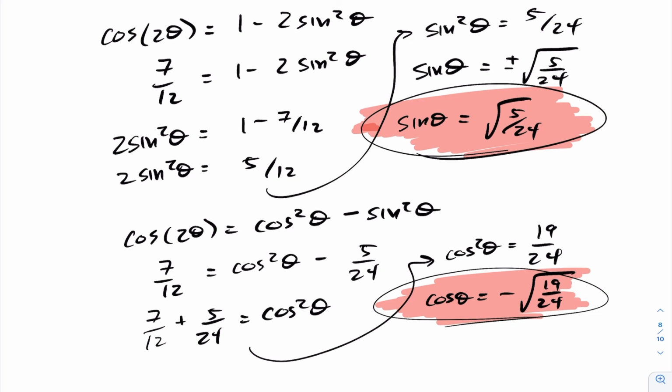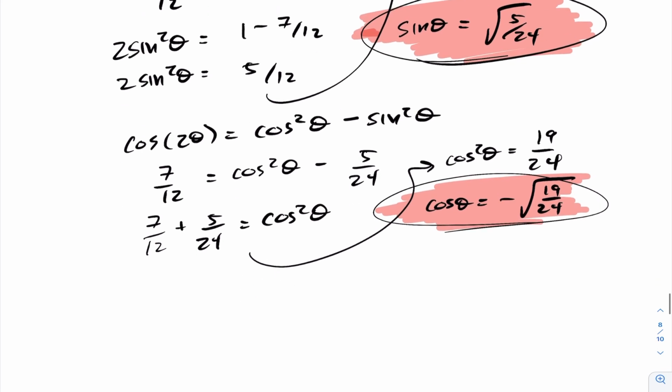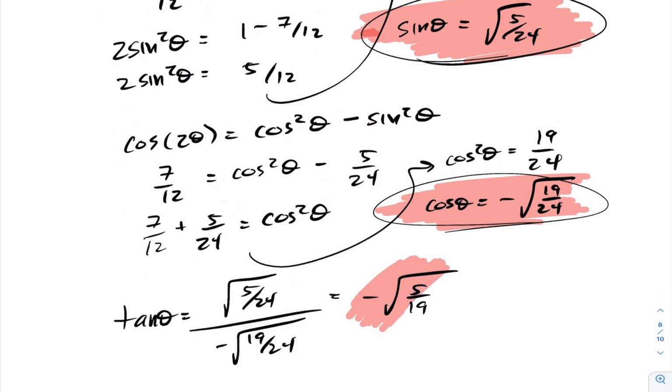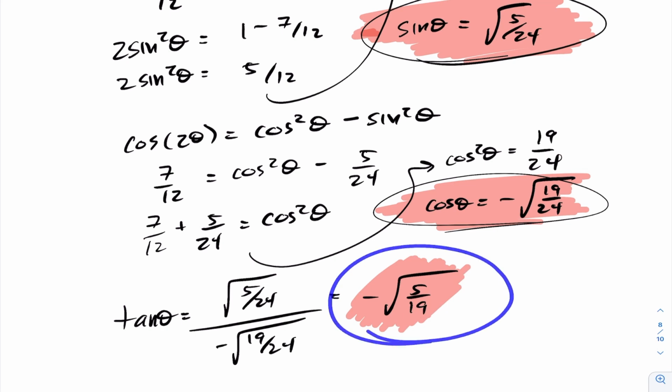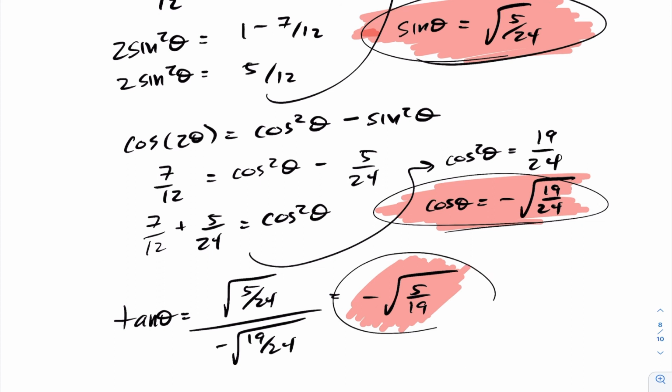To find your tan of theta, just a matter of dividing these out. Dividing these out here, we end up getting the tan of theta is the negative square root of 5 over 19. And again, those root 24s cancel. So using our double angle formula, we can find the sine theta, cos theta, and tan theta. Let's take a look at another example.